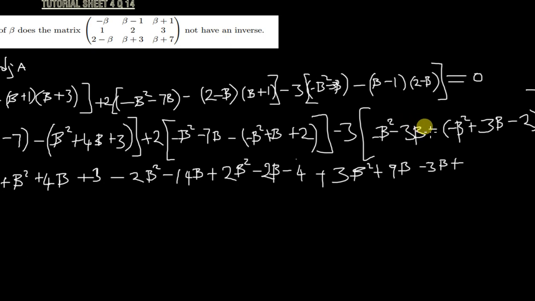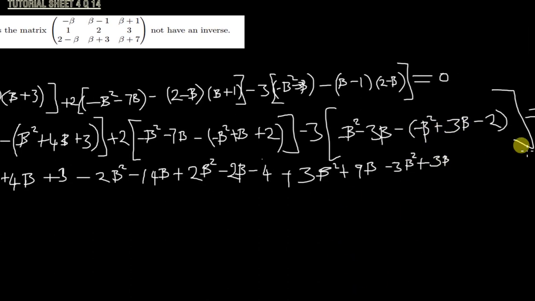Wait, so this one is supposed to be squared, then this one will be positive 3 beta, and then the last part here we multiply negative 3 times negative here to be positive 3 times negative 2. I'll still get a negative number there, so negative 6. Then I'll equate everything to 0.